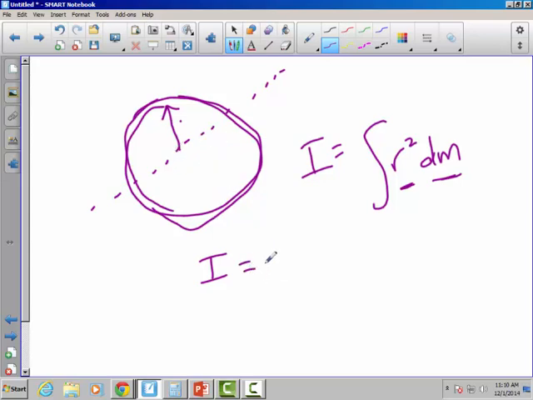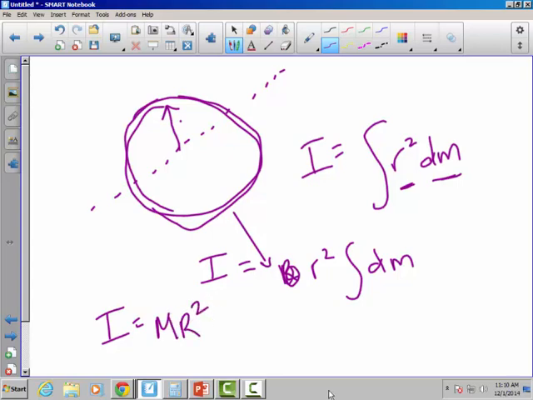So that means that my radius just comes out of my integral. And all I'm integrating is dm. And the integral of dm is just m, so the moment of inertia for my hoop is mr squared. And typically you'll see moments of inertia written in capital letters like that.